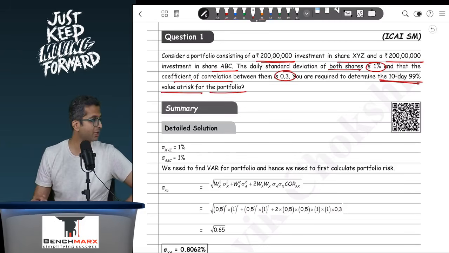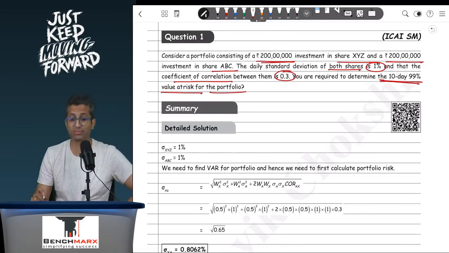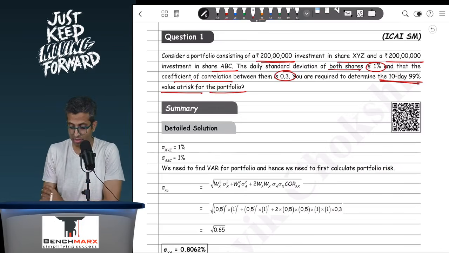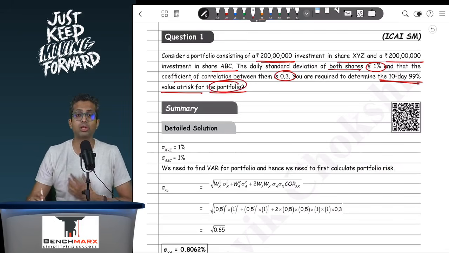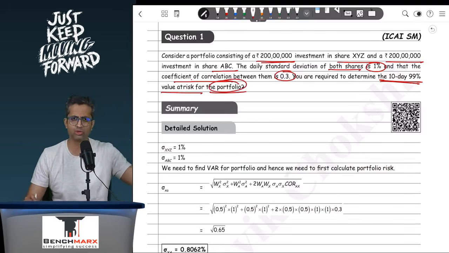So you have the daily standard deviation in percentage. However, that is for the individual securities. Remember, you need to find the VaR for the portfolio, not for the individual shares, and hence you will try to find the standard deviation of the portfolio. Remember, the standard deviation of the portfolio is calculated using the formula in the portfolio chapter.